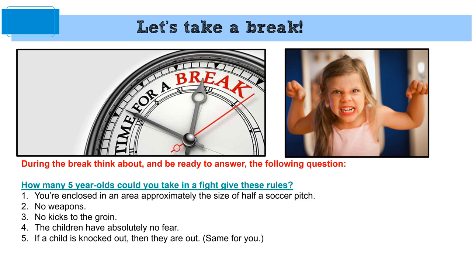Okay, so the question is, how many five-year-olds could you beat up before they knocked you out? Daniel, how many could you fight? Are they coming all at once or just one at a time? It's a swarm. Do they have strategy? They're rabid animals. There's no organization. It's like a zombie infestation with five-year-olds.